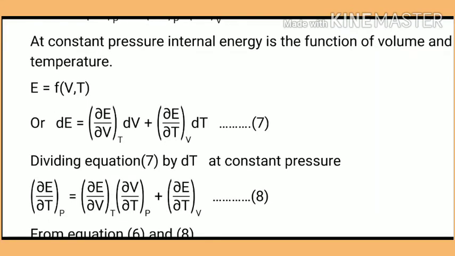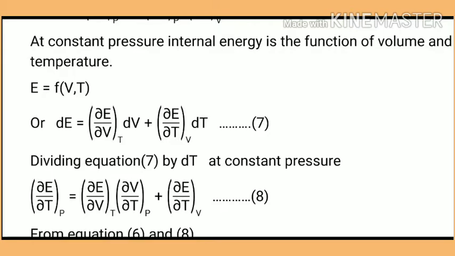Dividing equation 7 by dT at constant pressure, we apply the condition of constant pressure, and then we get equation number 8. ∂E/∂T at constant pressure equals ∂E/∂V at constant temperature, which remains as it is, times ∂V/∂T at constant pressure, since dV is divided by dT and becomes ∂V; plus ∂E/∂T at constant volume remains as it is, and dT divided by dT becomes 1, unity.